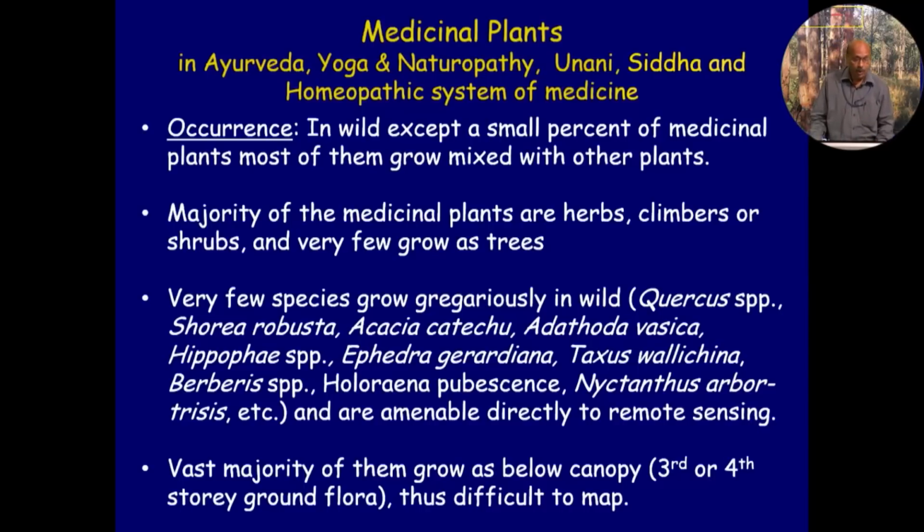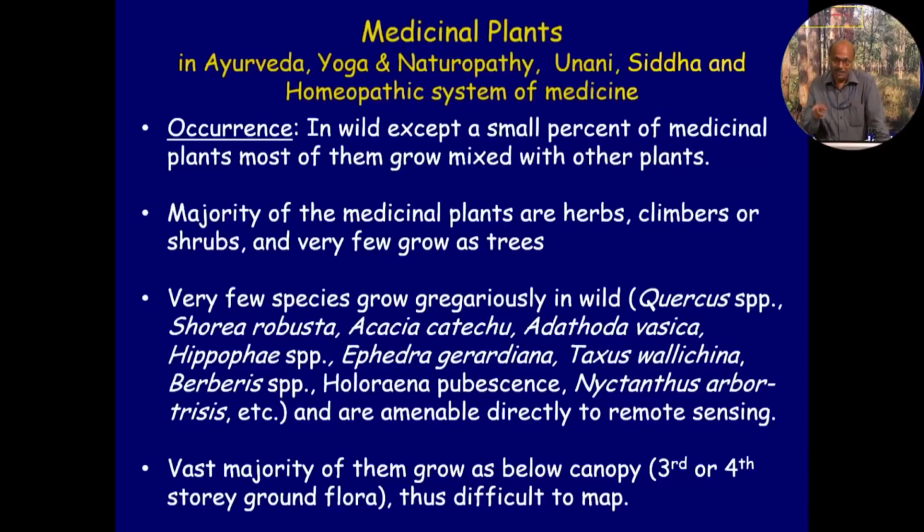comes from the wild. Yesterday, during the inaugural, I was also saying that very few species grow gregariously, meaning in large patches. Most plants grow scattered. You find one plant here, and another maybe 10 or 20 meters away. So there is diversity in terms of distribution, habitat, and habit, whether shrub, herb, climber or tree; it varies a lot.